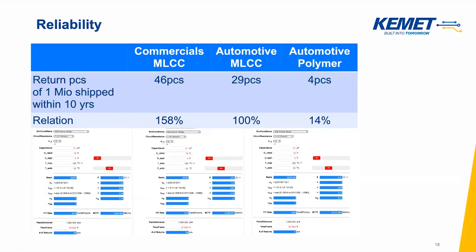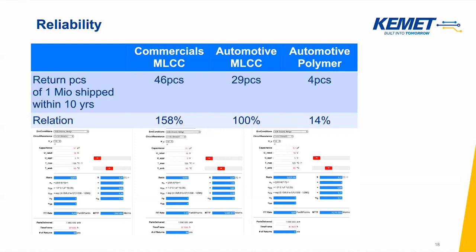So what happens if somebody by accident uses commercial parts instead of automotive MLCCs, and how does that compare to polymer? Polymer is not really a new technology. It's more than 20 years old now. It started at the end of the 90s, but was not used for automotive. But of course, we have a lot of data for that.